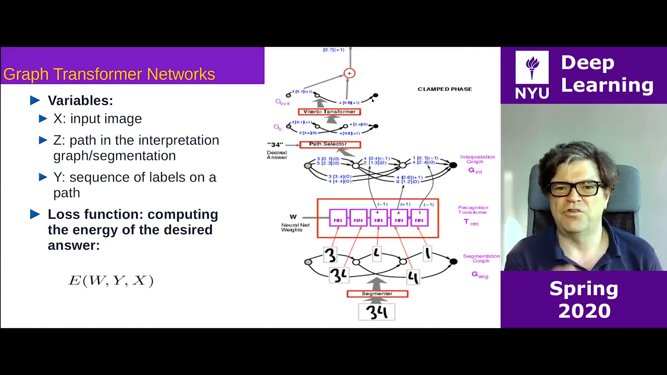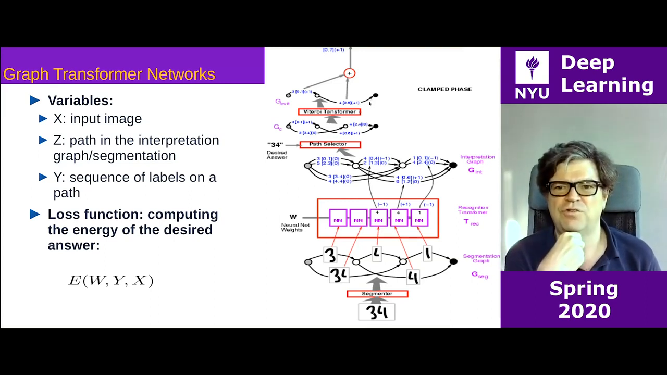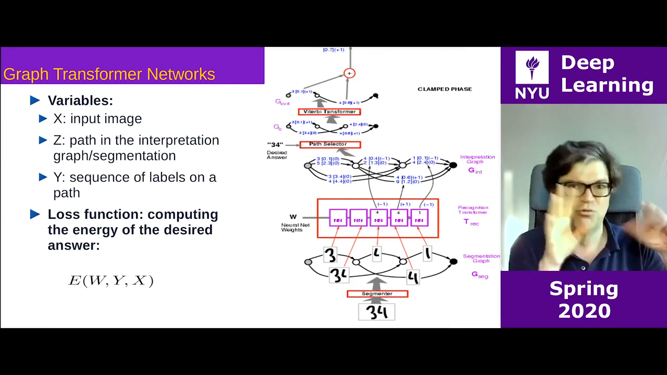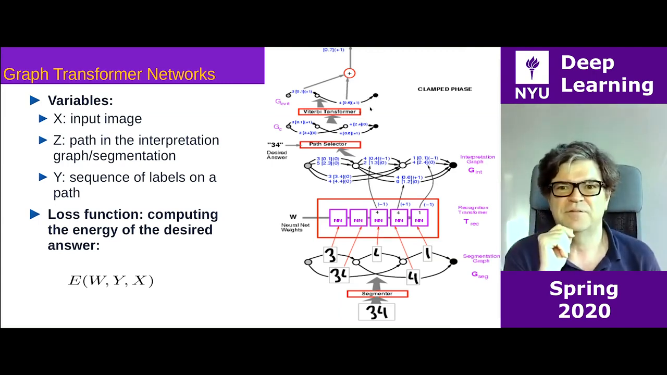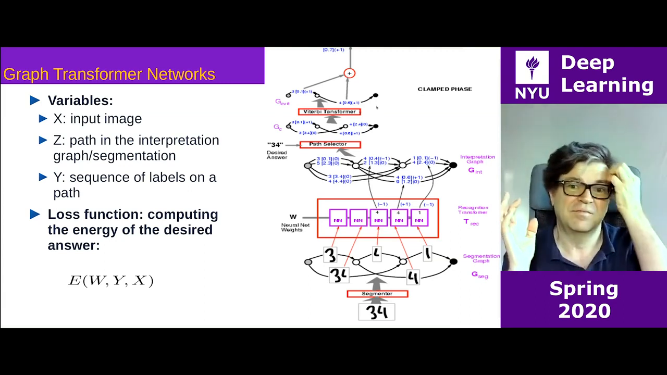Okay, so I told the system, here is the correct answer. Give me the path that has the lowest energy, but yet gives me the correct answer. Finding that path is like minimizing over a latent variable, where the latent variable is which path you pick. Conceptually, it's an energy model where the latent variable is a path.